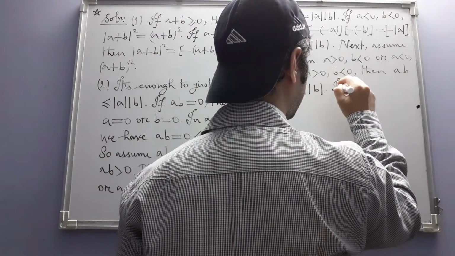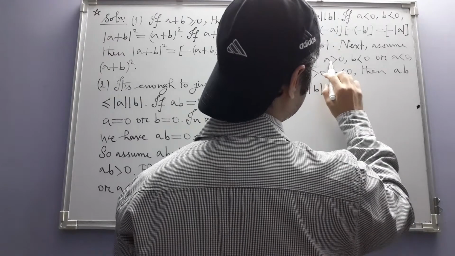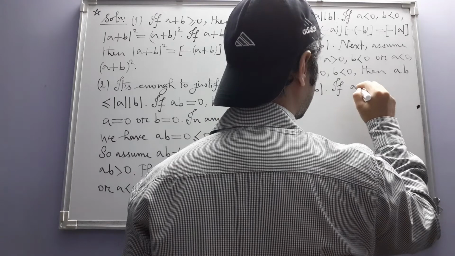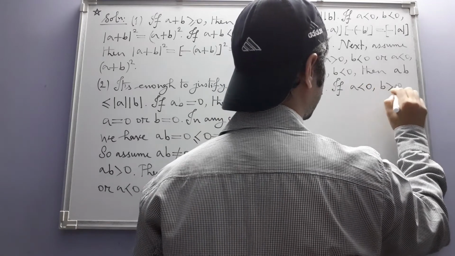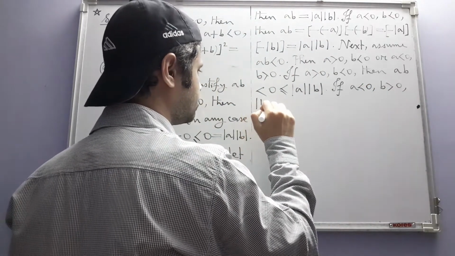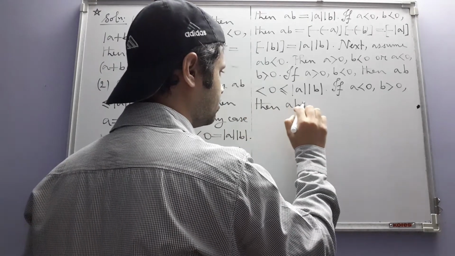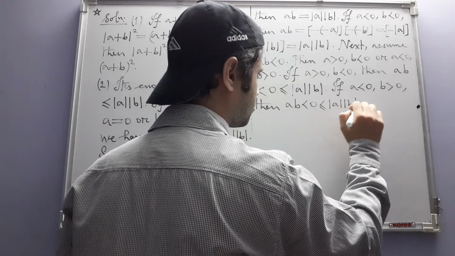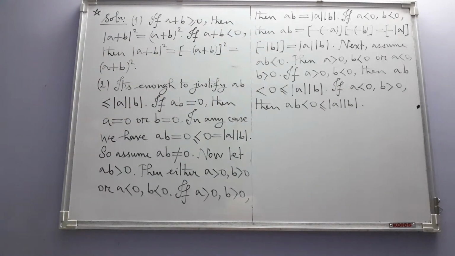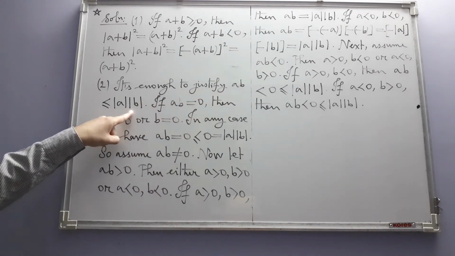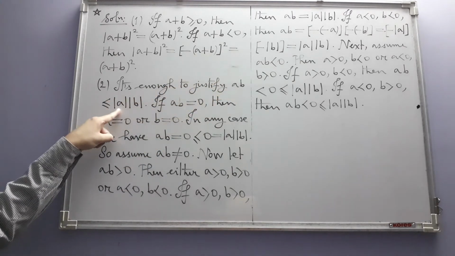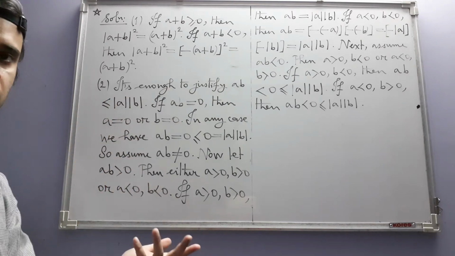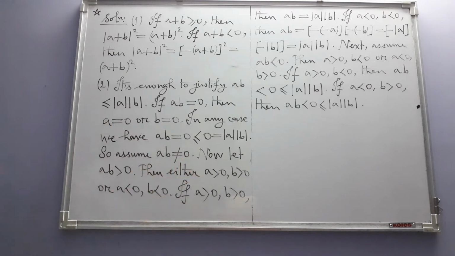Similarly, in this case there is no need to write these separate conditions. If A is less than 0 and B is greater than 0, then also we will have that same thing. So that's why this inequality is true. You multiply both sides by 2 and then add A square plus B square to both sides. That will give you step 2.